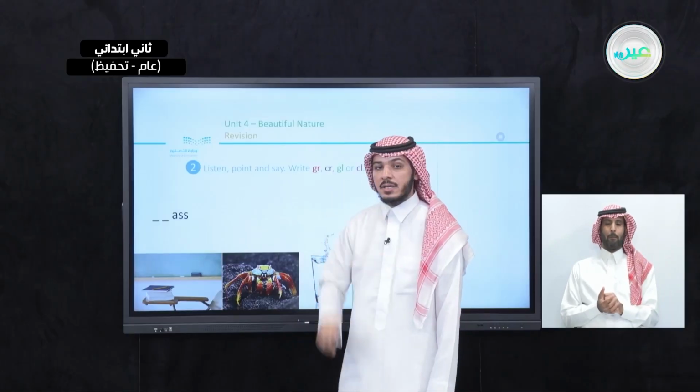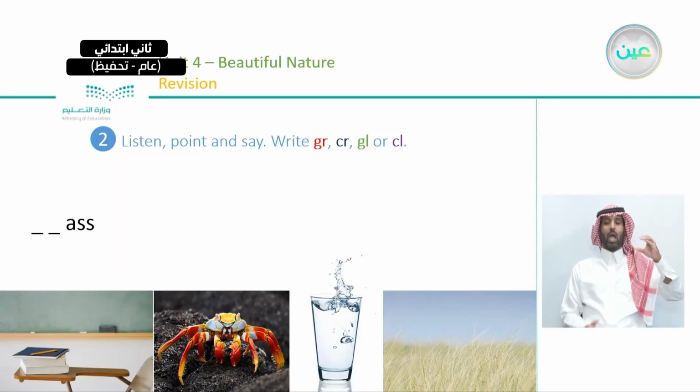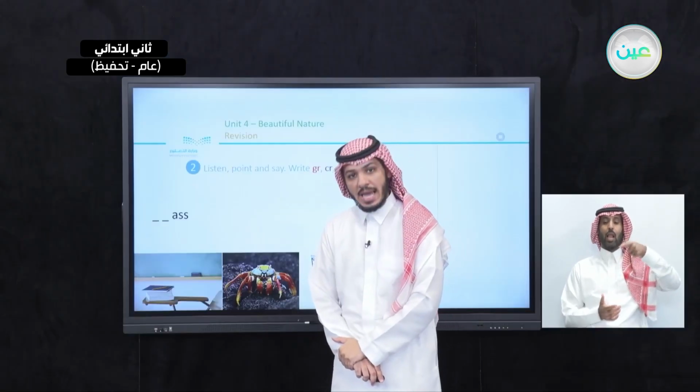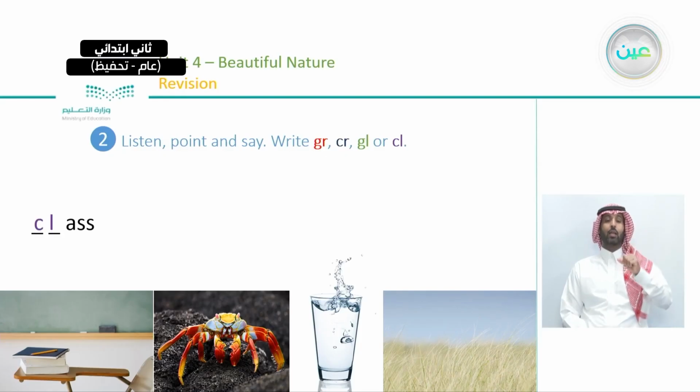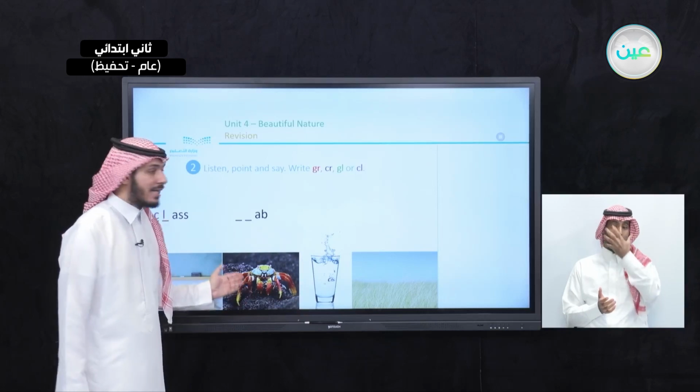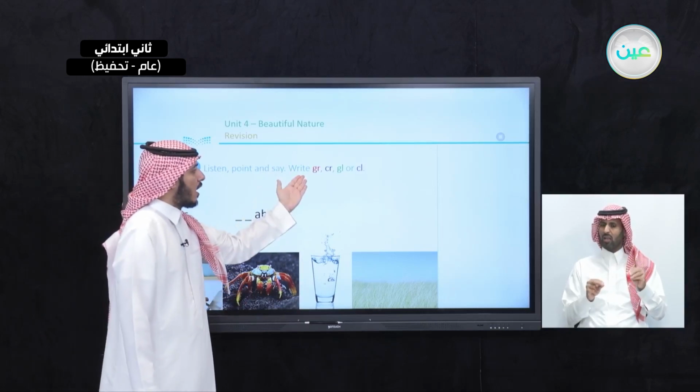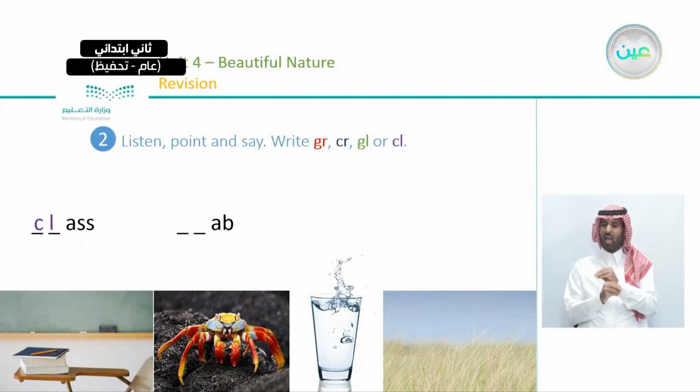Okay, let's listen. Class. Okay, what are the missing letters here? Excellent. So it's what? CL. So it's class. Class. So it's CL. Excellent. Okay. After that, we have this animal. And tell me, are they GR, CR, GL, or CL?